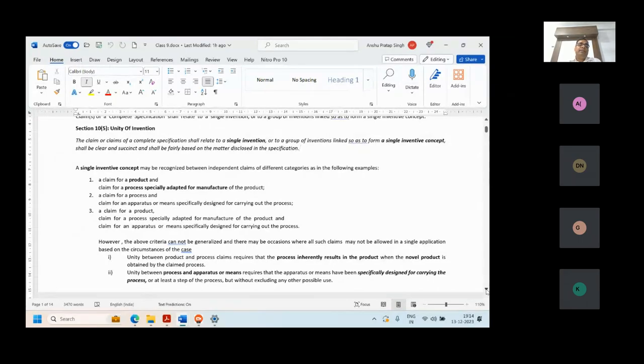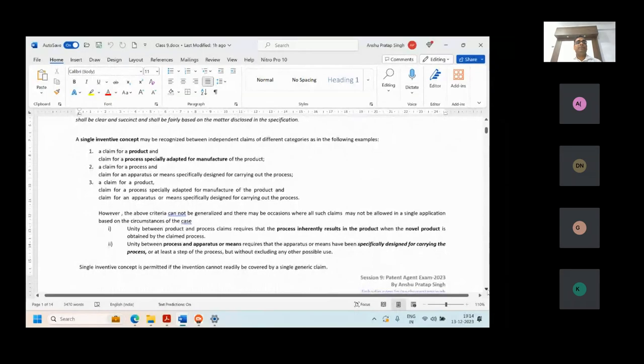For example, you are claiming a process, and you are claiming an apparatus or means specifically designed for carrying out that process, then that will also be considered a single inventive concept. Similarly, a claim for a product, and a claim for a process or an apparatus which are specifically adapted, same thing. A combination of these can be a single inventive concept. How? This cannot be generalized and this cannot be allowed.